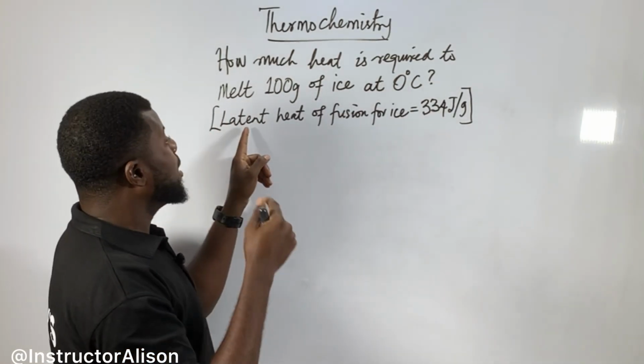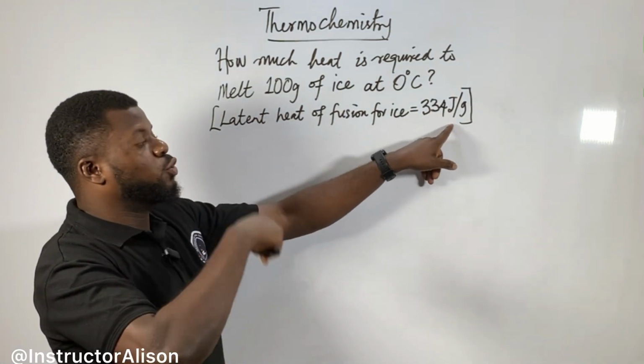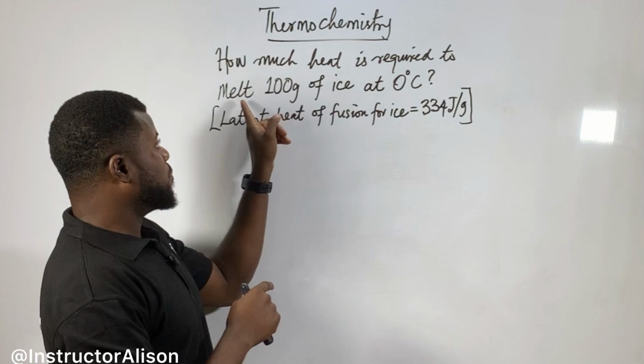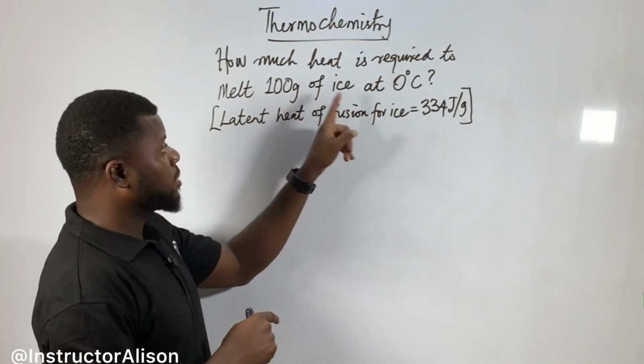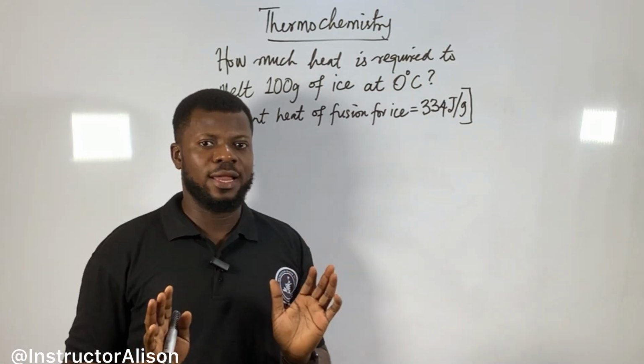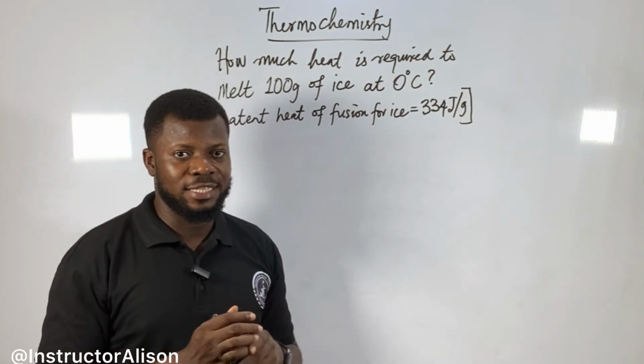They give you the latent heat of fusion of ice as 334 joule per gram. Remember, they don't give you mass in kilograms, and the temperature is 0 degrees, so you have no problem. What is this latent heat? There are other kinds of latent heat, but you need to understand latent heat.